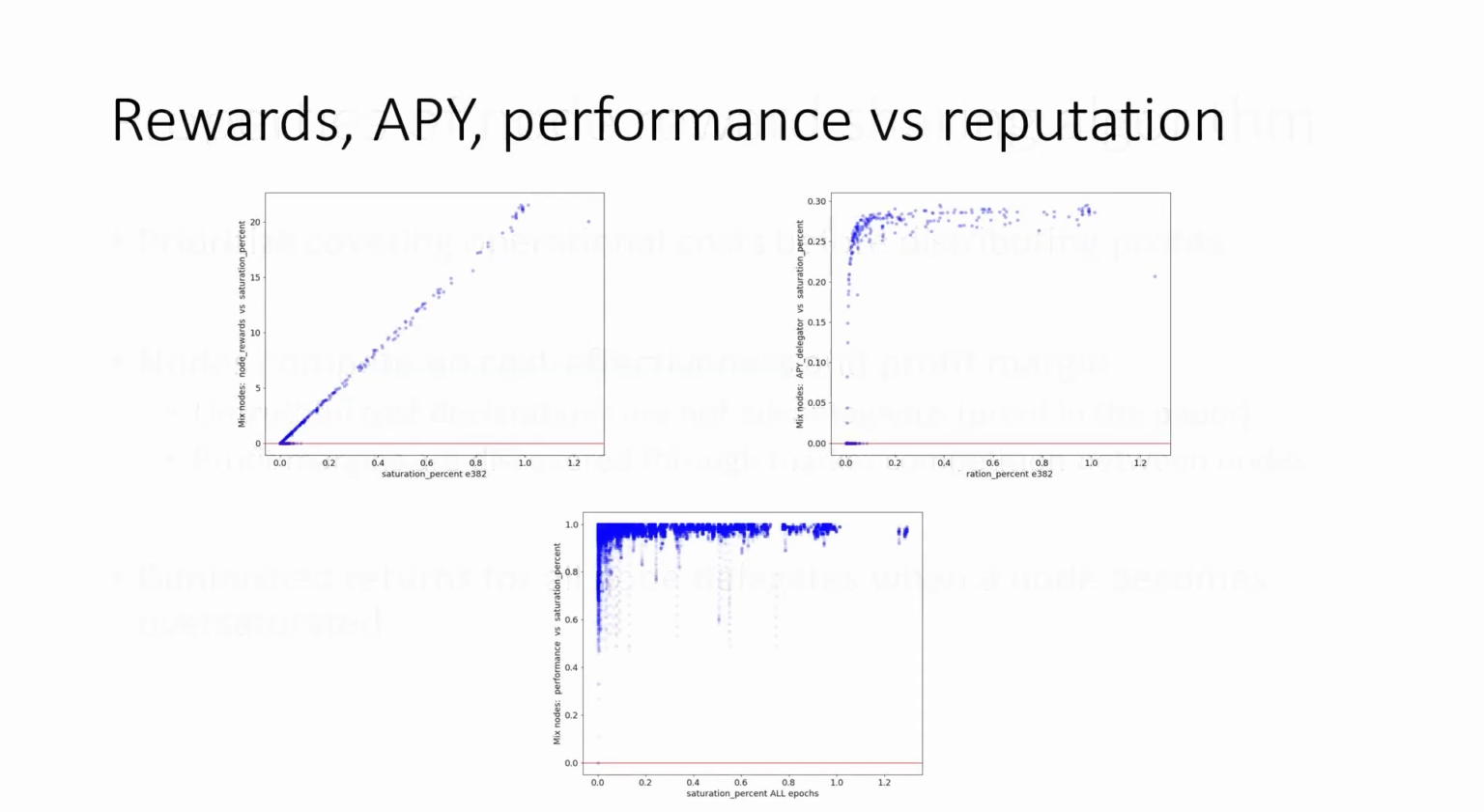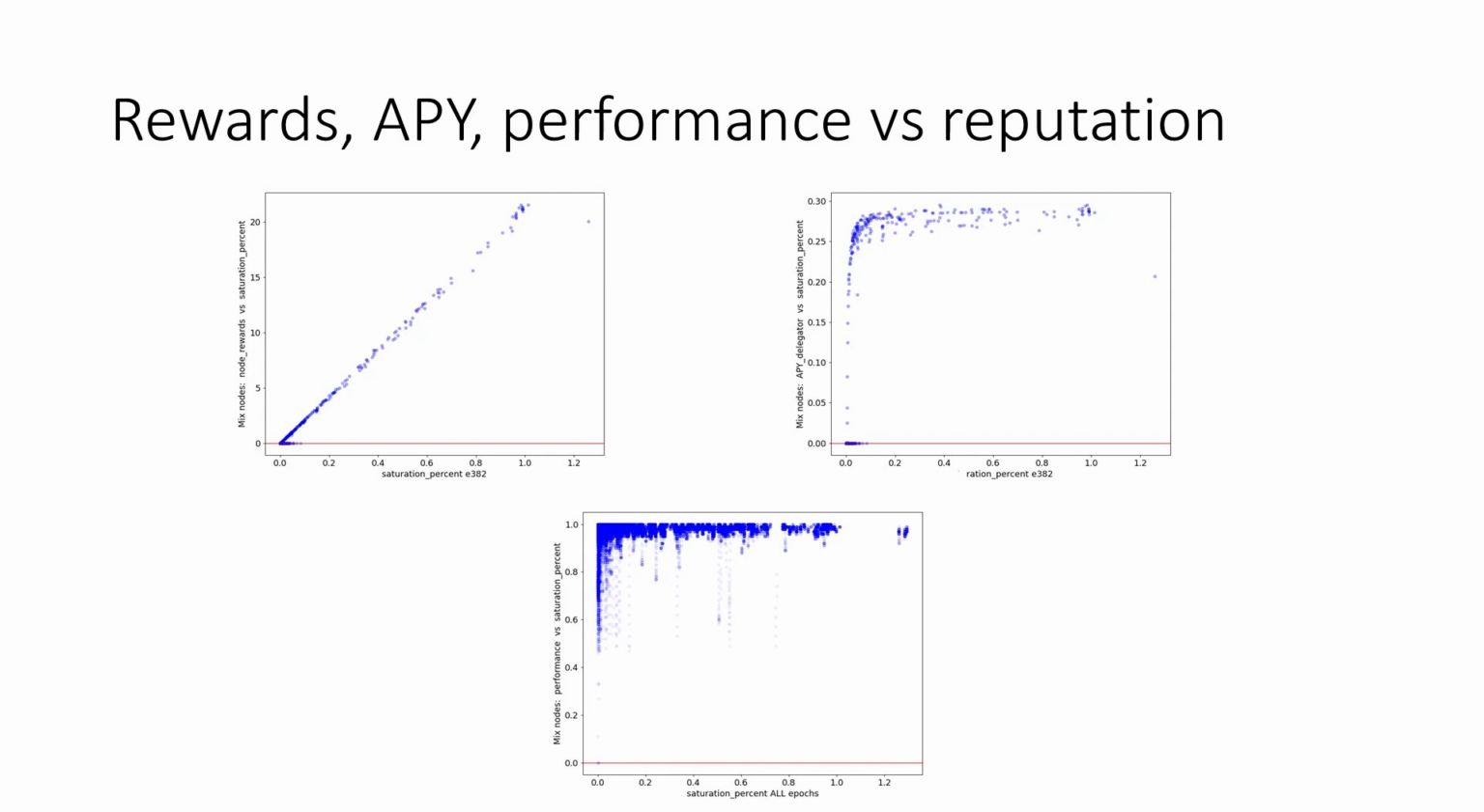Okay, so just to finalize, to give you a sense of how the rewards look like in the current network, this is basically for one epoch, and this is the nodes organized by their saturation percent. So this is full saturation and ends here. These nodes are fully saturated. These nodes have very low saturation, and we have one node that is oversaturated here.